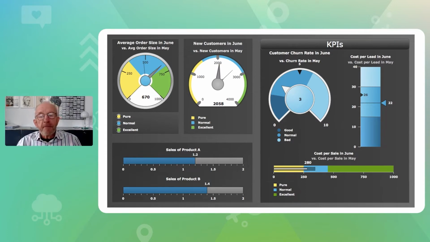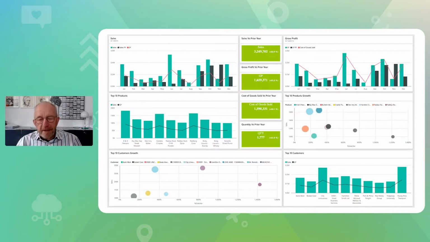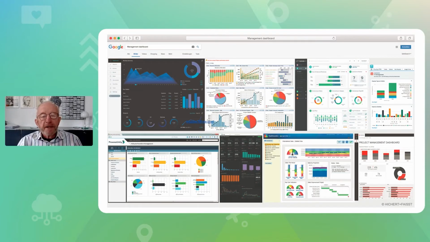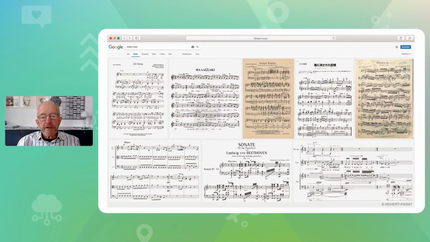And now let's look at some so-called dashboards. When you look at these dashboards, you can look at hundreds of them. There's nothing like some consistent notation. And this is a Google picture search, let's say good dashboards, management dashboards. And you compare this to picture search of music notes, you see there's a consistent language behind this. And everyone who knows how to play the piano, the flute, will be able to play this music.